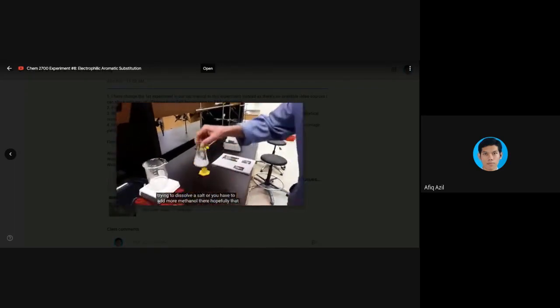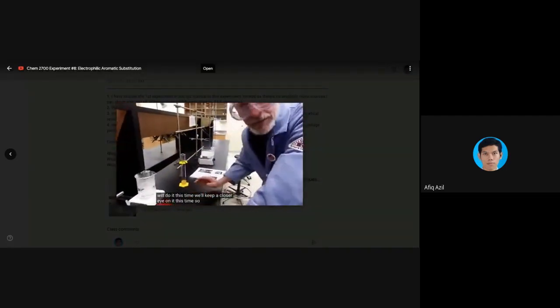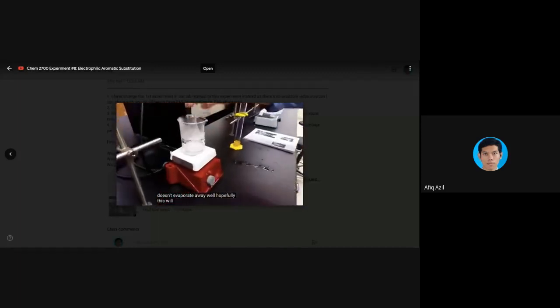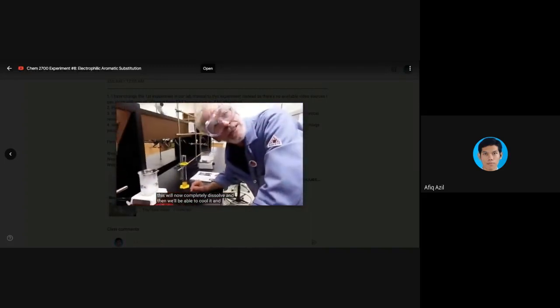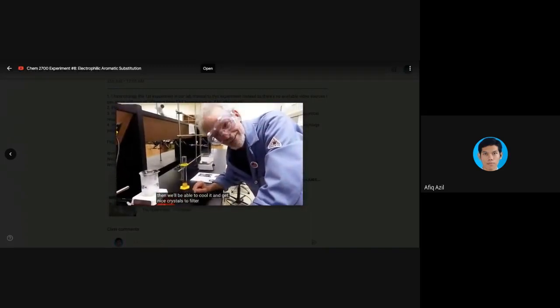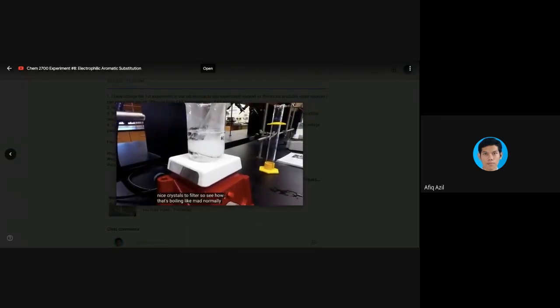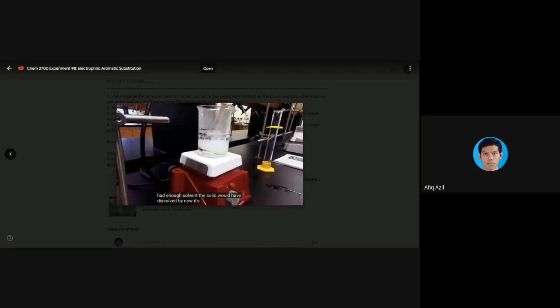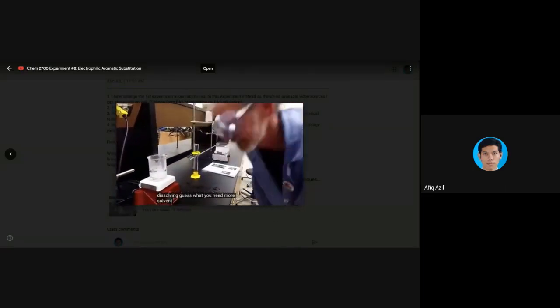There, hopefully that will do it this time. We'll keep a closer eye on it this time so the methanol doesn't evaporate away. But hopefully this will now completely dissolve and then we'll be able to cool it and get nice crystals to filter. So see how that's boiling like mad? Normally, if you had enough solvent, the solid would have dissolved by now. It's boiling, it's not dissolving. Guess what? You need more solvent.